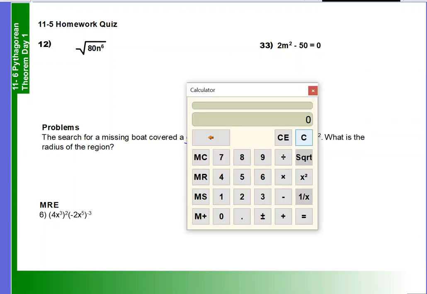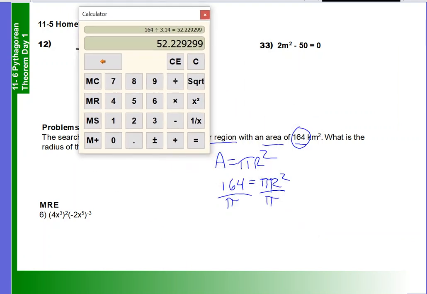And so we're going to go 164 divided by pi, that's 3.14, obviously 159 and so on, but I'm just going to round it there. And so I get 52.229299. That's interesting. I don't think it's going to repeat though.